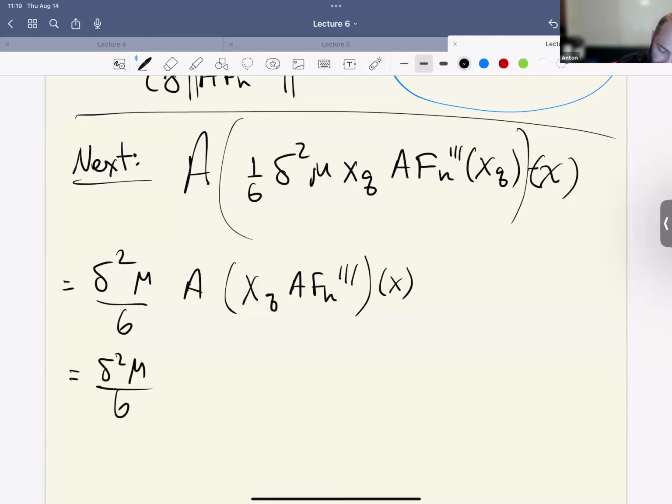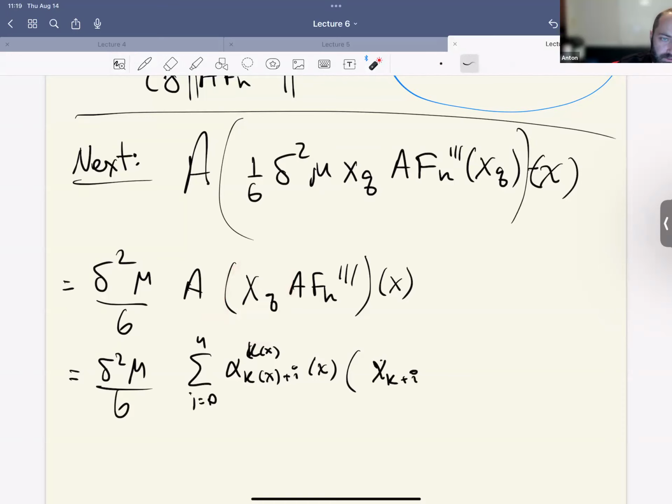And the way to do it is basically using the weighted sum representation, delta squared mu over 6. So my claim is that, well, let's see. I goes from 0 to 4. I have the weights, which don't really matter so much. K of x times, let's see, it'll be x of k plus I. That is this term. So I'm switching the q's to k's here. A f sub h triple prime of xk plus I.